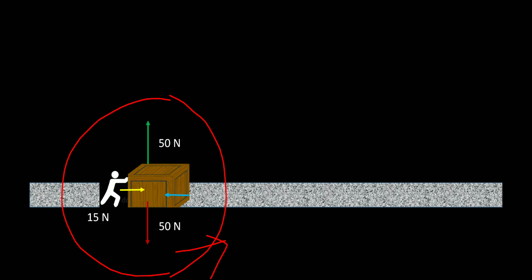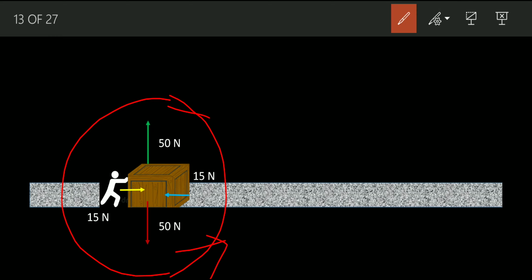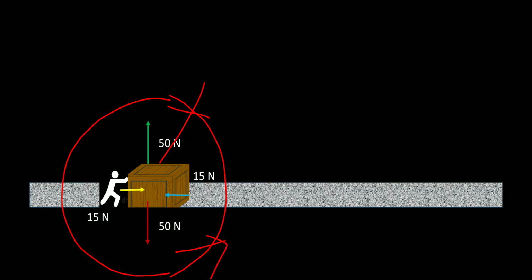Because there is one more force of the same magnitude applied. That force is called frictional force. And so all these forces are cancelling each other. So the net force is 0 and the object is not moving.